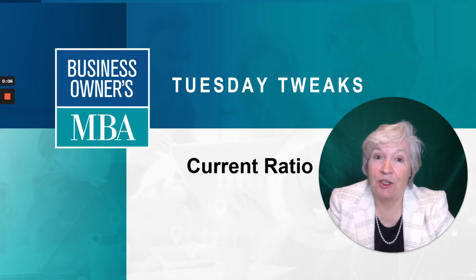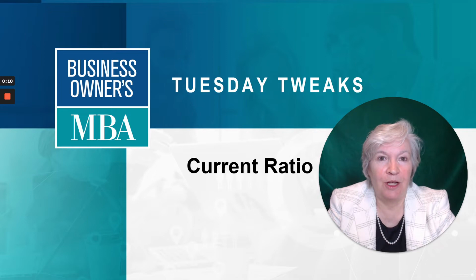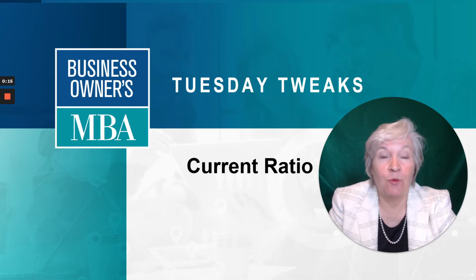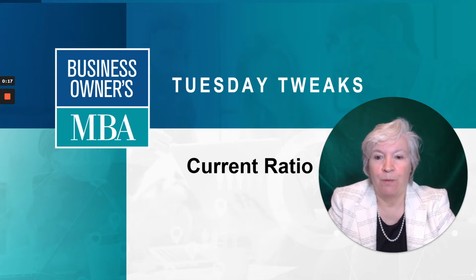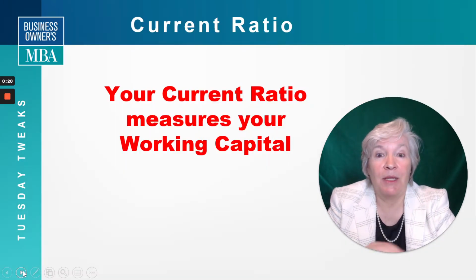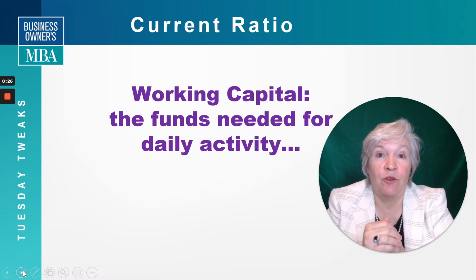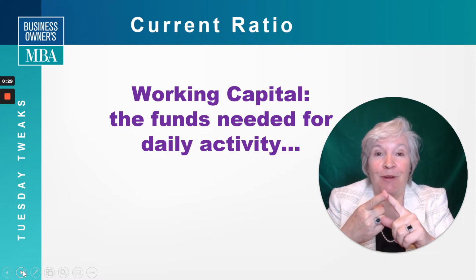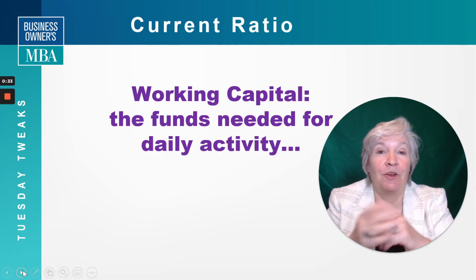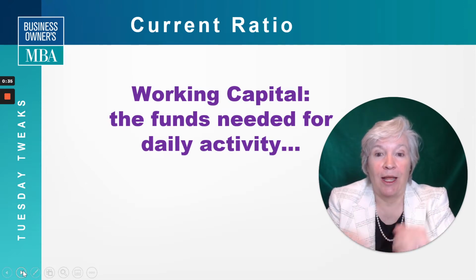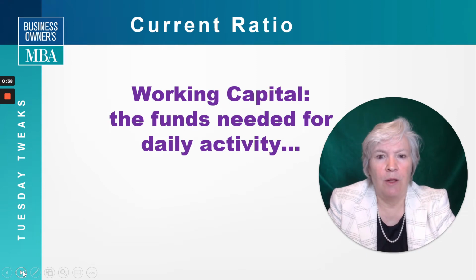Today we're going to talk about your current ratio. This is a metric that a lot of banks use just to check how your working capital is. So what do I mean by that? Your current ratio measures your working capital. Now your working capital is the funds that you use every day. You collect revenues or you collect your accounts receivable and you make payroll, you make payments to your vendors. That is your working capital. And your current ratio measures it.